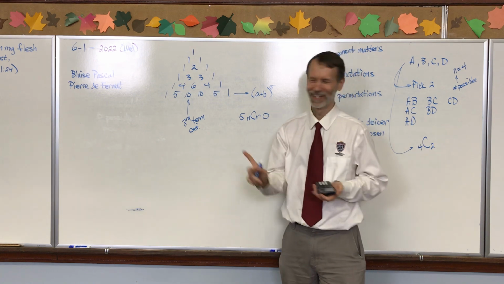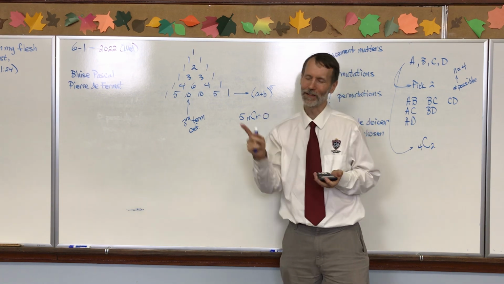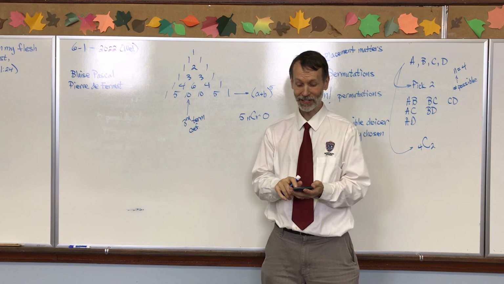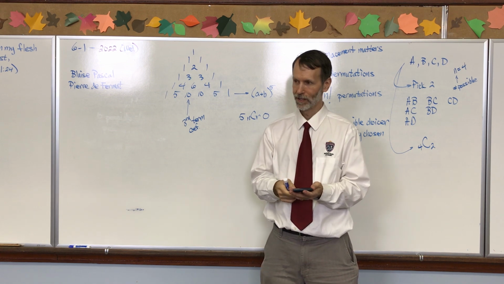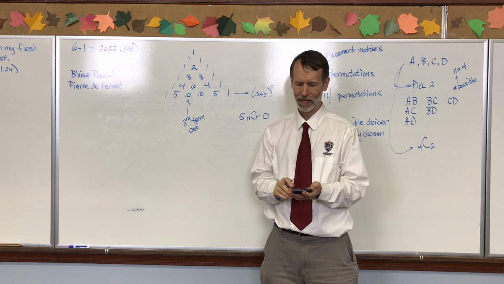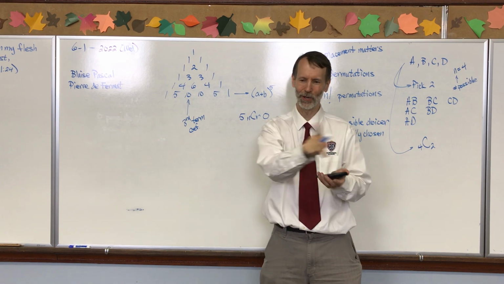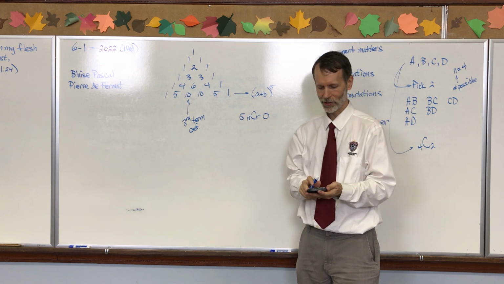That's the only way. Now try 5 nCr 1. What do you get? Any guesses? 5. Does that make sense? There are 5 different ways to pick one person. You, or you, or you, or you, or you. Try 5 nCr 2.